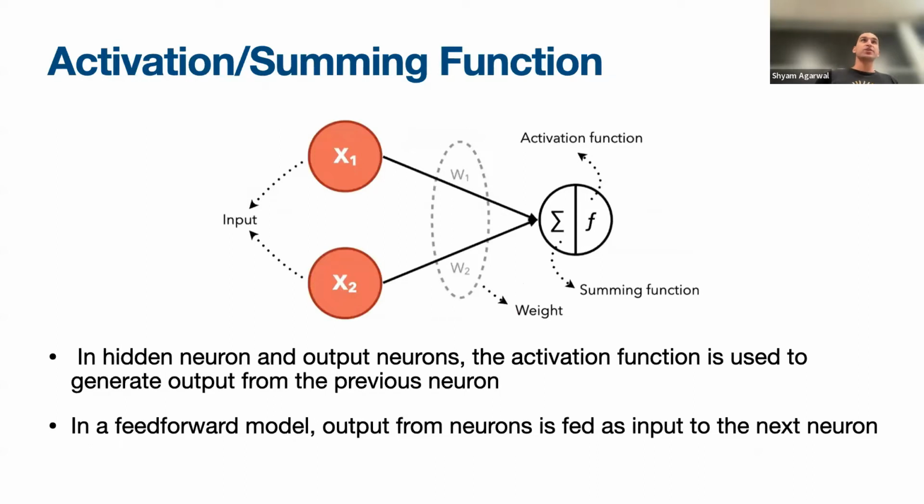Let's go through the activation and summing functions of artificial neural networks. So basically, let's say you have two nodes on the left and one output node on the right. Let's say that you have some sort of stimuli or input coming in on the left.